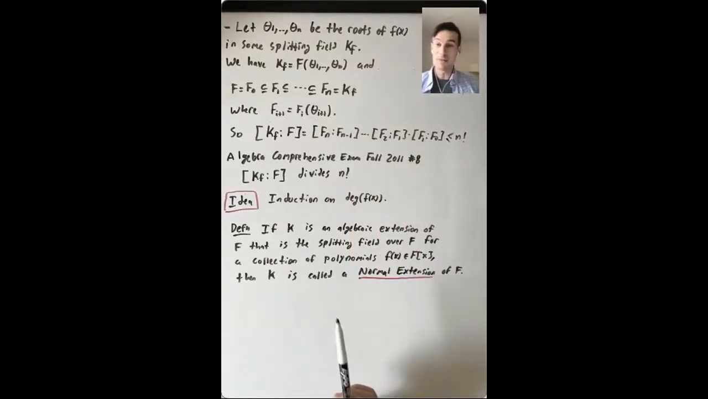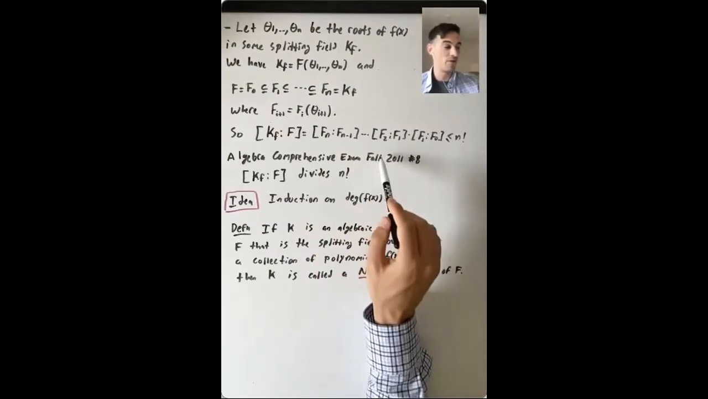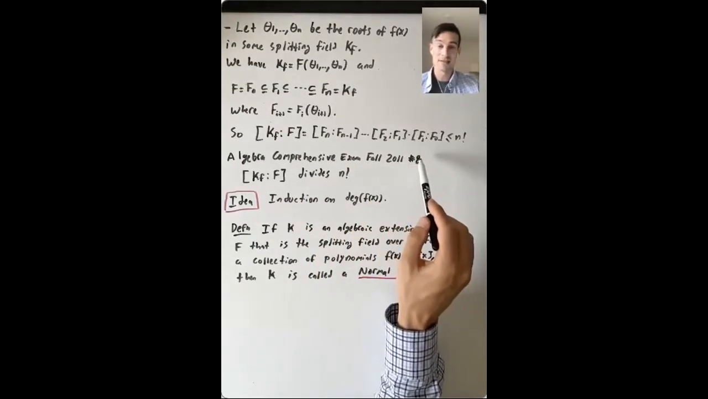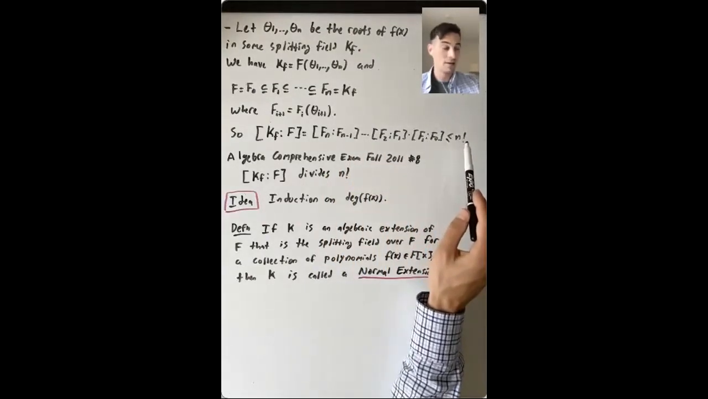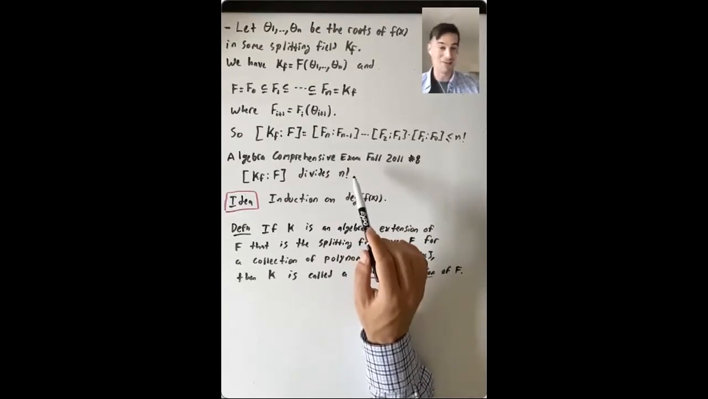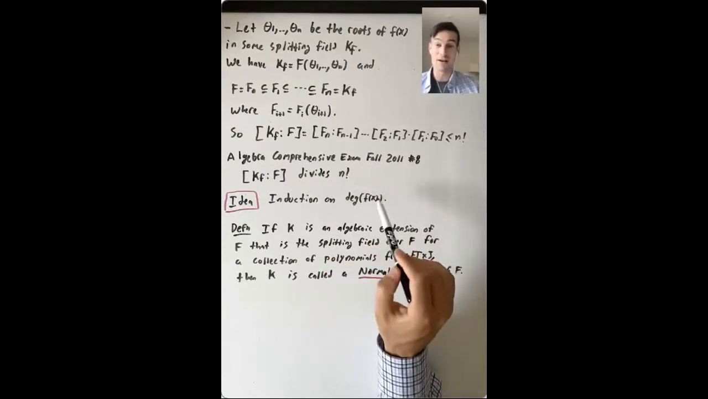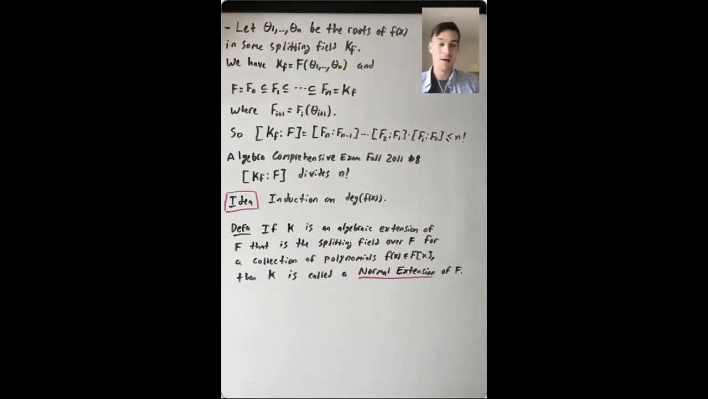So something better is true. And this is a problem that was on the Algebra Comprehensive Exam in fall 2011. This is number 8, that not only is this degree at most n factorial, but it actually divides n factorial. And there's a hint given here, which is induction on the degree of f. So I'm not going to write down all of the details of the proof, but let's take the case where f of x is irreducible in F bracket x.